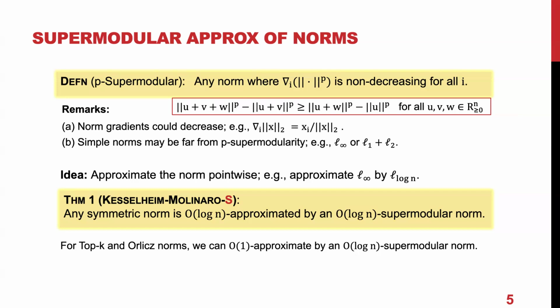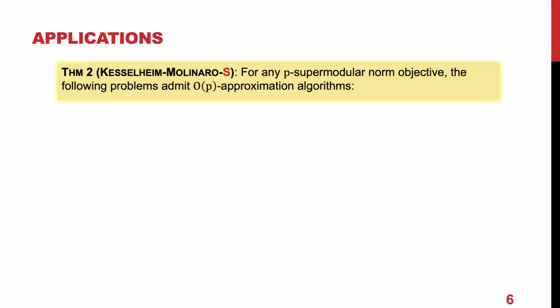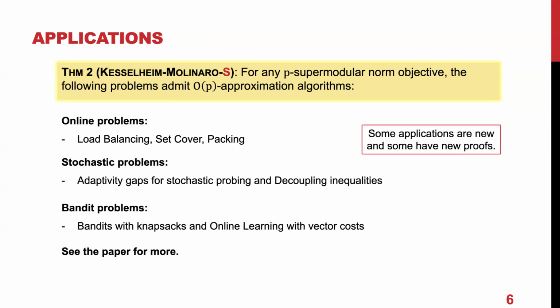And why is this result interesting? Why do we care about supermodularity or approximate supermodularity? It is because of this second theorem. We say that for large classes of problems, as long as you have a p supermodular norm objective, there is a long list of problems which admit a good approximation. They admit an order p approximation, where you should think of p as being logarithmic. So you get a log approximation for this large list of problems.